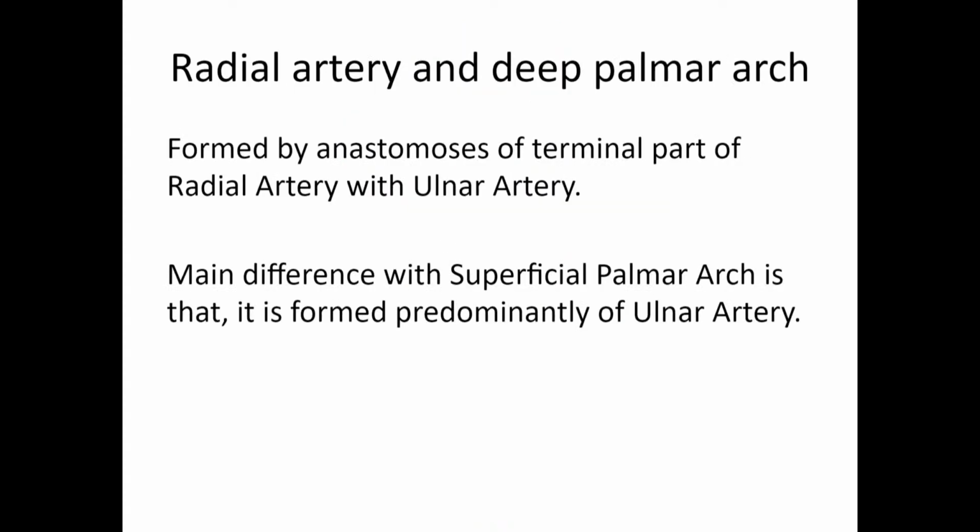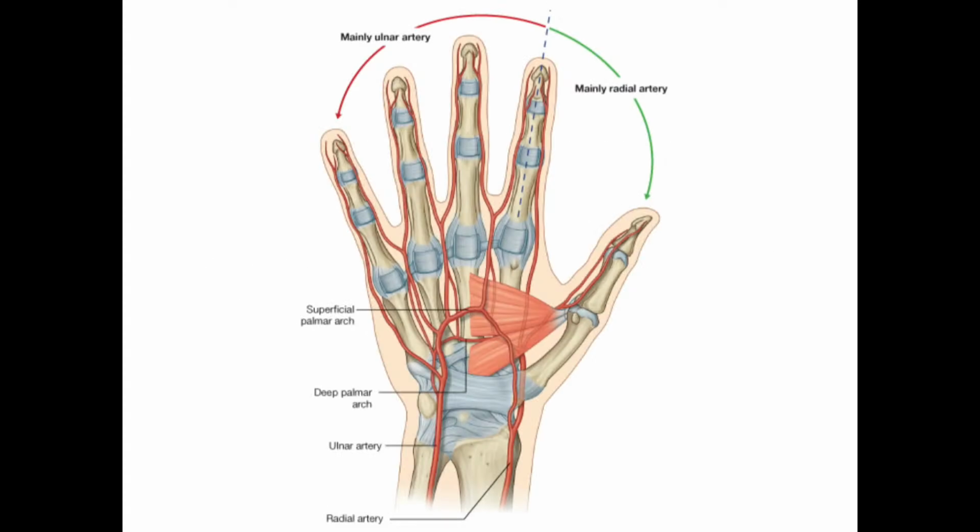Talking about the deep palmar arch, it is mostly created by the radial artery. And again, it is anastomosing with the terminal part of the ulnar artery. And the main difference from the superficial palmar arch is that the superficial one is formed predominantly by the ulnar artery. And as you see here, this is the radial artery, and it is creating the deep palmar arch, and the ulnar artery is creating the superficial palmar arch, right?